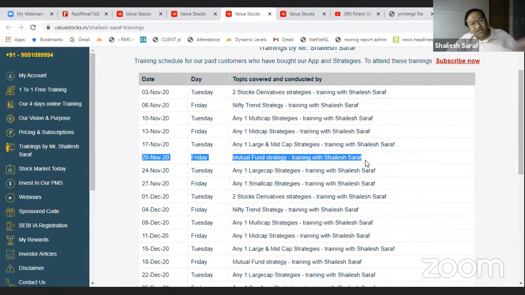Every third Friday of every month, we do training on mutual funds. So once you become my customer, you get 12 trainings, and there are so many questions, you will really enjoy it. But before you do that, take a free one-to-one, check your mutual funds, whether the score is good, whether they will give returns or not.